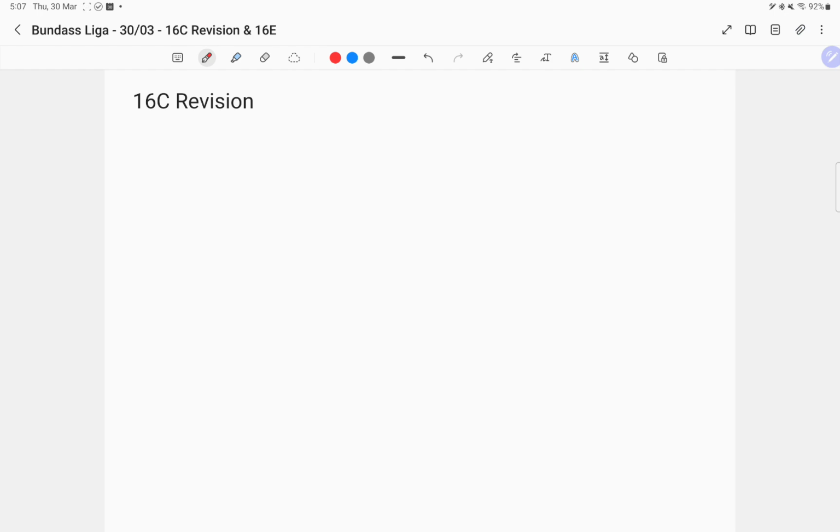Okay, all right. So let's start with a bit of a 16C revision. It's been like 2 weeks since we last did this one, so I don't know how much you guys remember. Now, there were two main concepts in 16C. Do you remember what those two were?